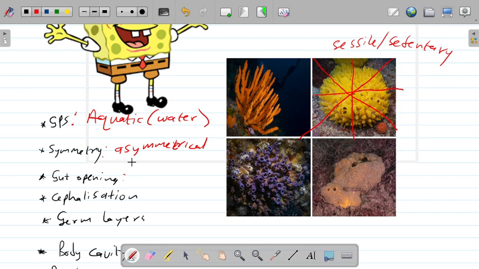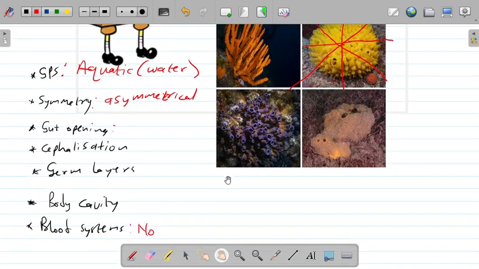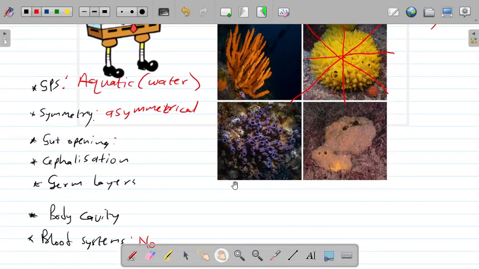They do not need a blood system. So these organisms do not have a blood system. What do I mean? A circulatory system. So there is no blood system whatsoever. Blood system is absent. Another thing, they do not have a coelom. So when we go to a body cavity, we say there is no coelom.